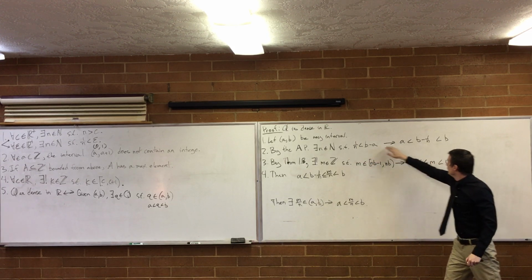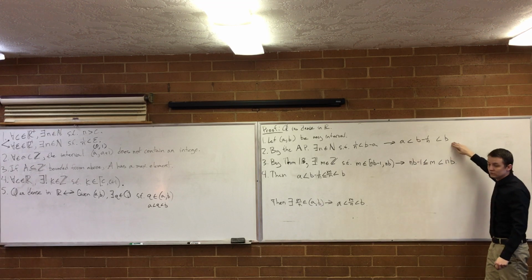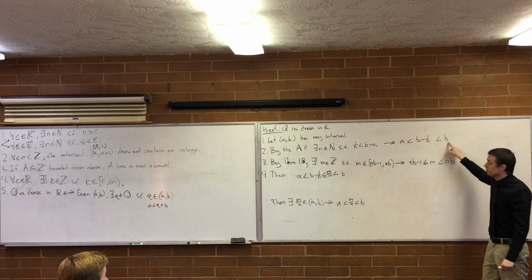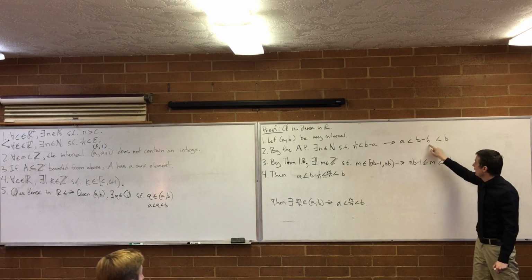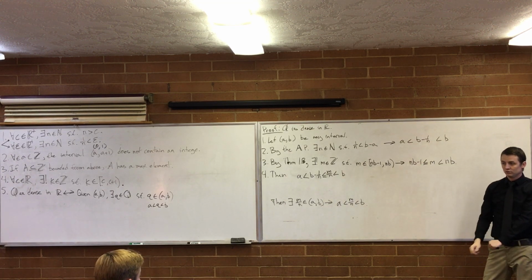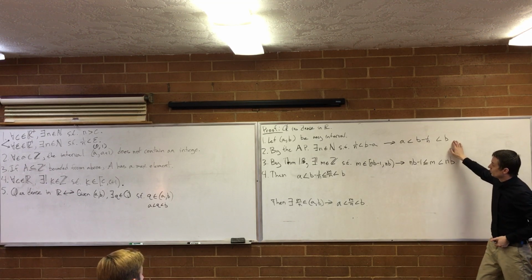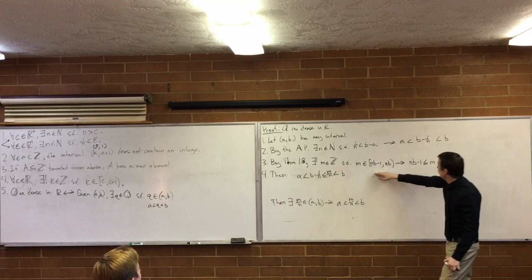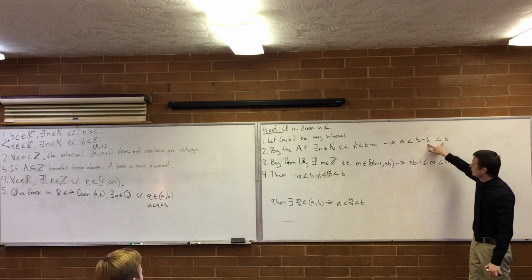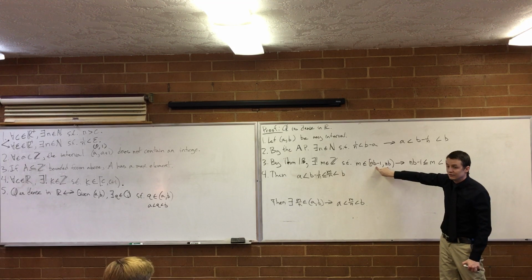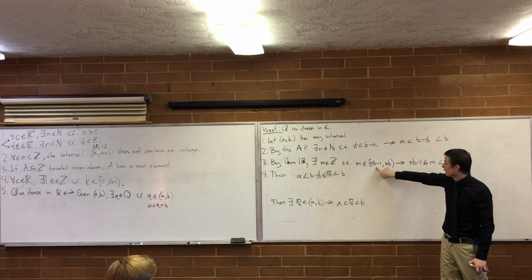So I picked n so that this inequality is true. No matter what you pick for a and b, I can find an n so that b minus 1 over n is in between those two. Good? Alright, so once I have that, then multiplying both sides of this by n and creating this interval, I'm guaranteed that this interval has an integer. That's from our last proof.